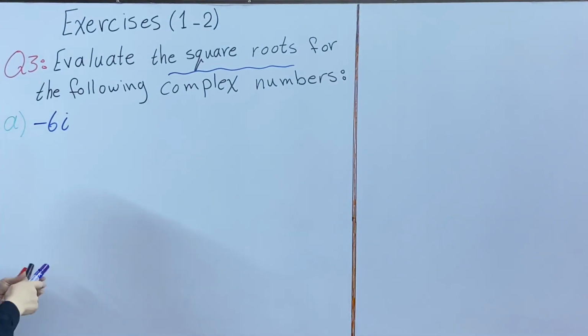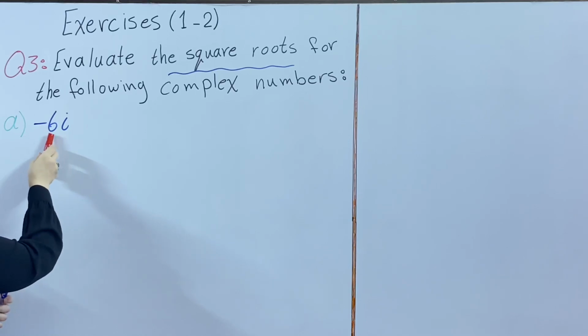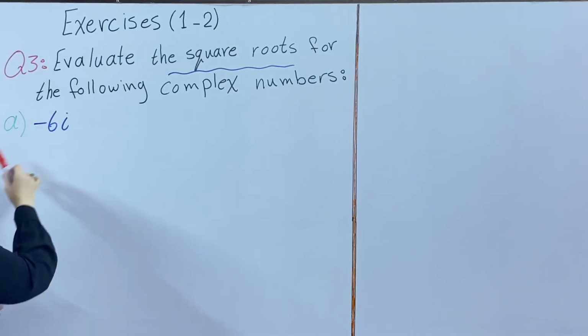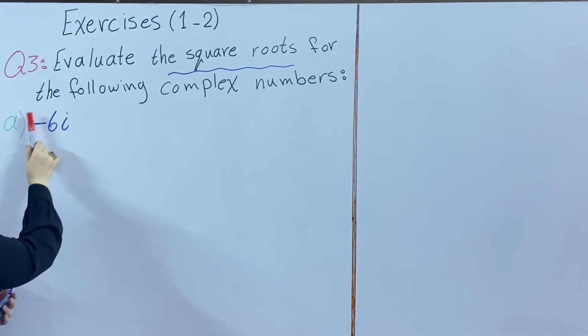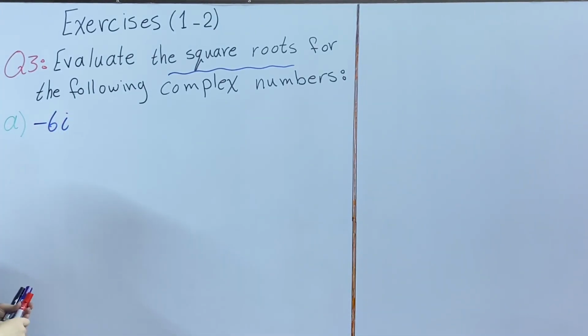Evaluate the square roots for the following complex numbers. Section A, we have the complex number negative 6i. Is this a complex number? Yes, it represents a complex number. So the real part equals 0. And now we want to find the square root for this complex number.